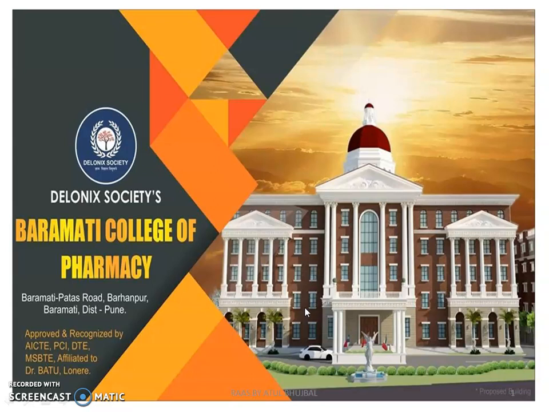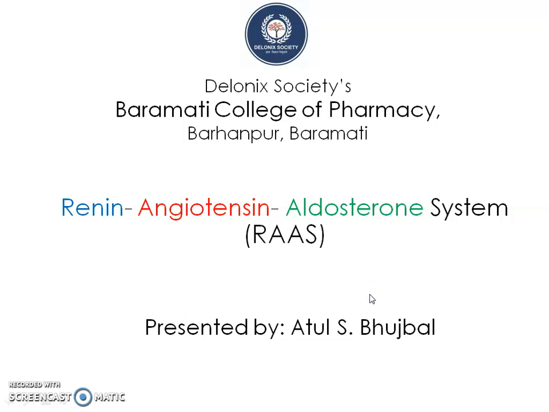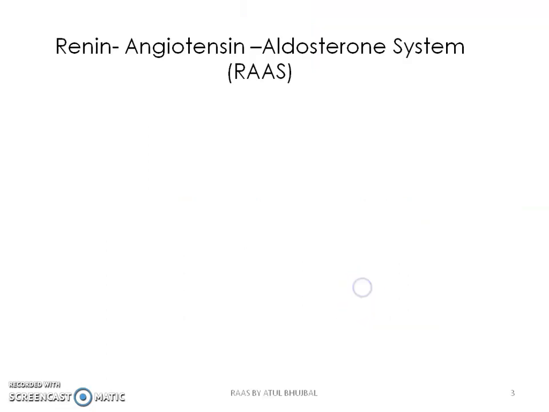Today we will discuss the Renin Angiotensin Aldosterone system, RAAS. It is an important system in the body because it maintains the blood pressure. Blood pressure is maintained in two ways, short-term regulators and long-term regulators. In that, the renin-angiotensin system is a long-term regulator of blood pressure.